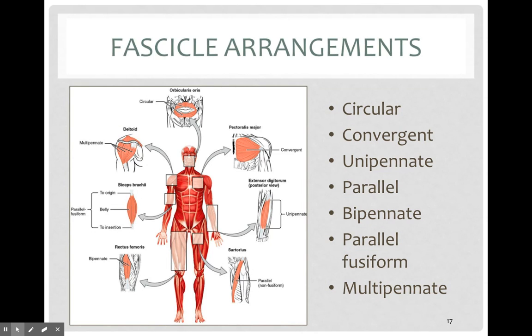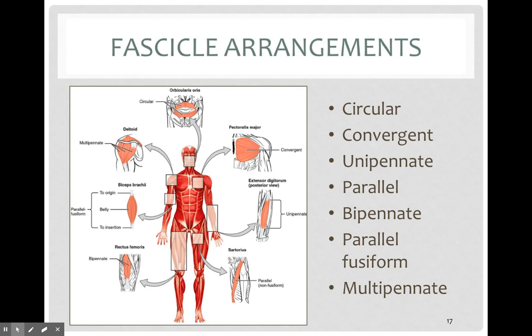Fascicle arrangements, okay, so fascicles are arranged parallel. They are circular, convergent, which means they come together. They're unipennant. They're bipennant. Well, they can be unipennant or bipennant. So that means that they can come together. As you can see here is an example of bipennant, where there's two that come together. There's a multipennant muscle where three come together to form one muscle, and then there's a unipennant where there's one stretch of muscle that comes together. So that's what it means by unipennant, bipennant, or multipennant.